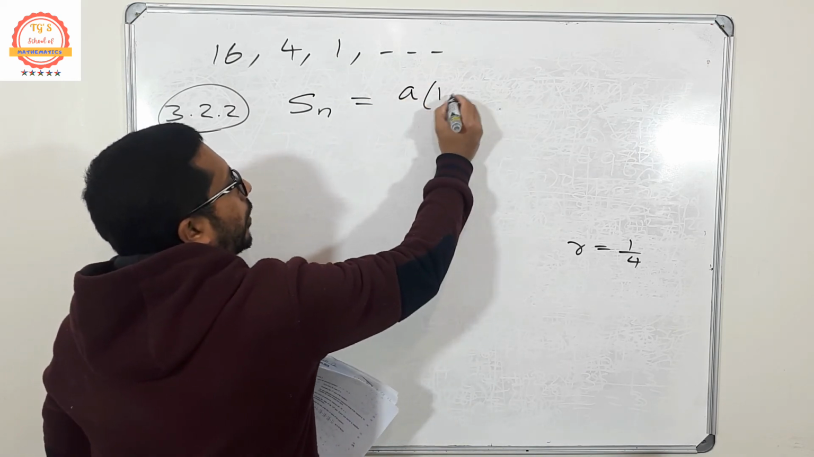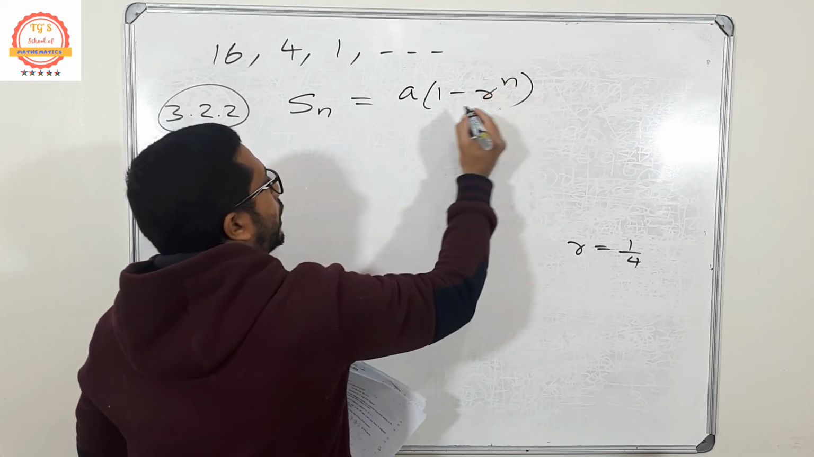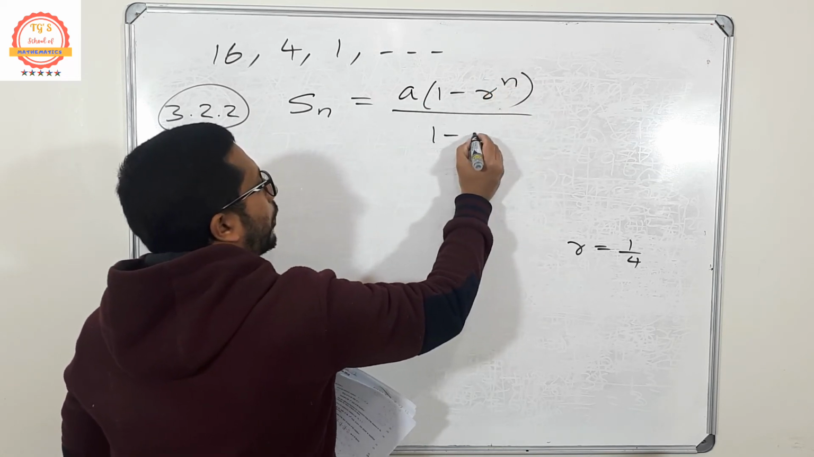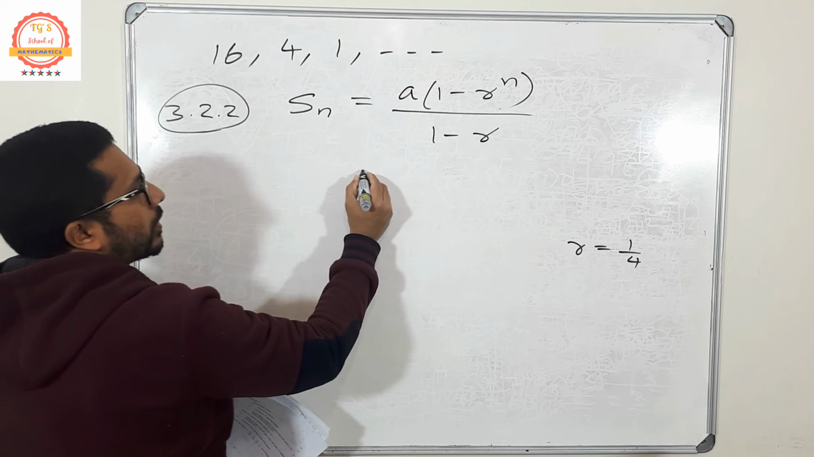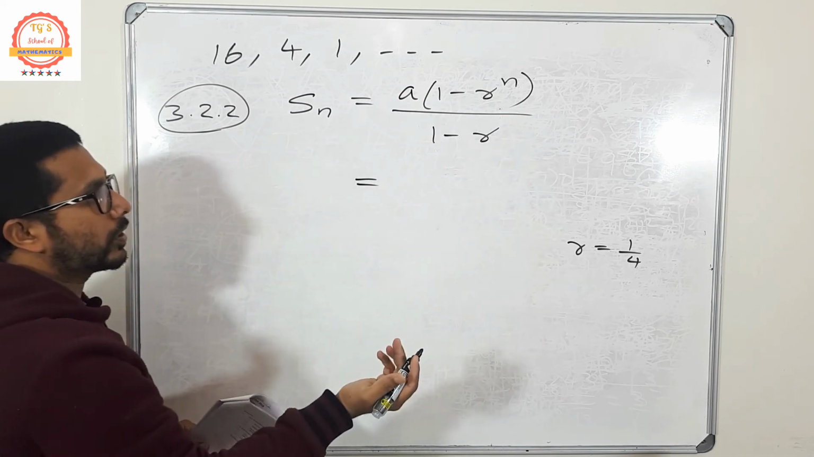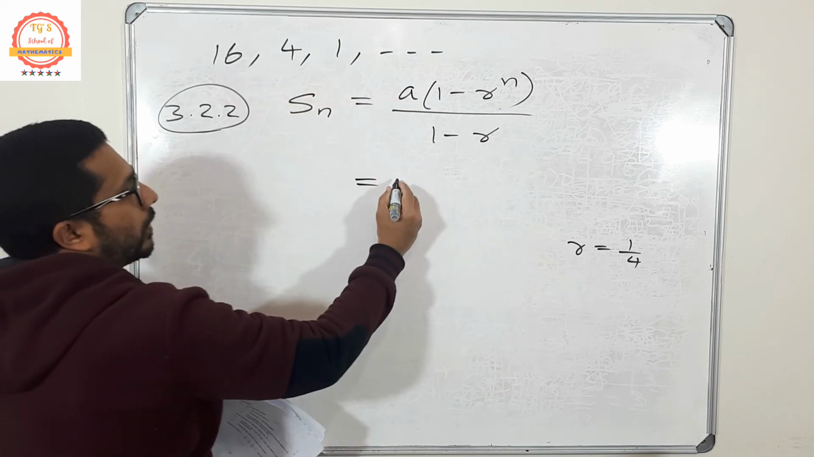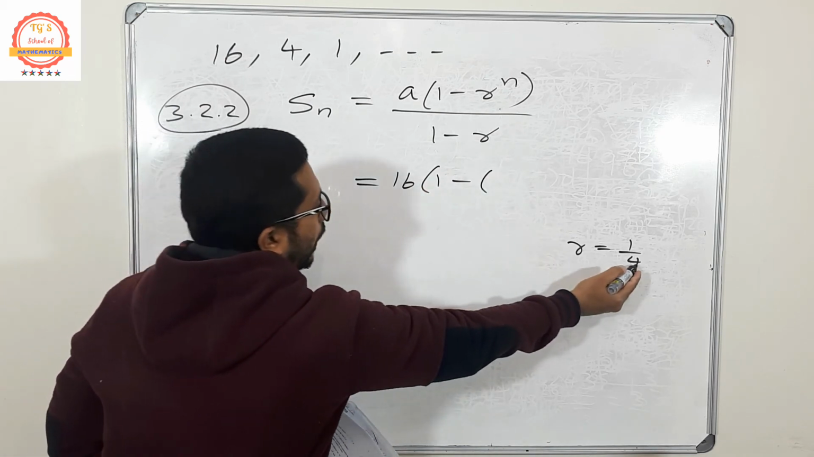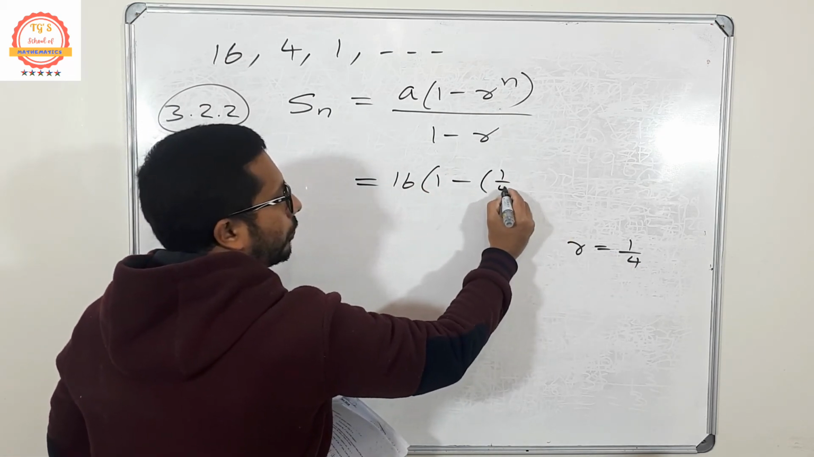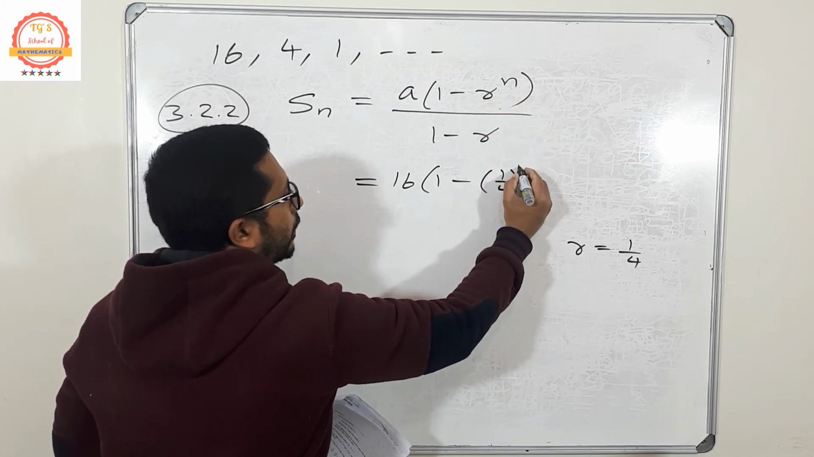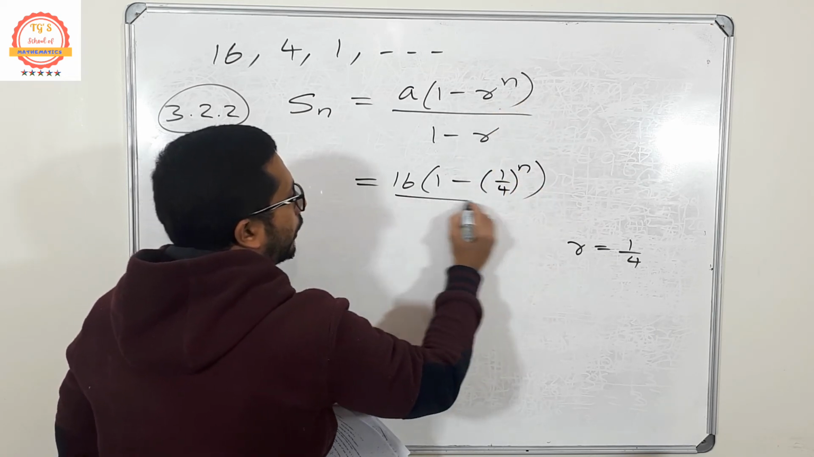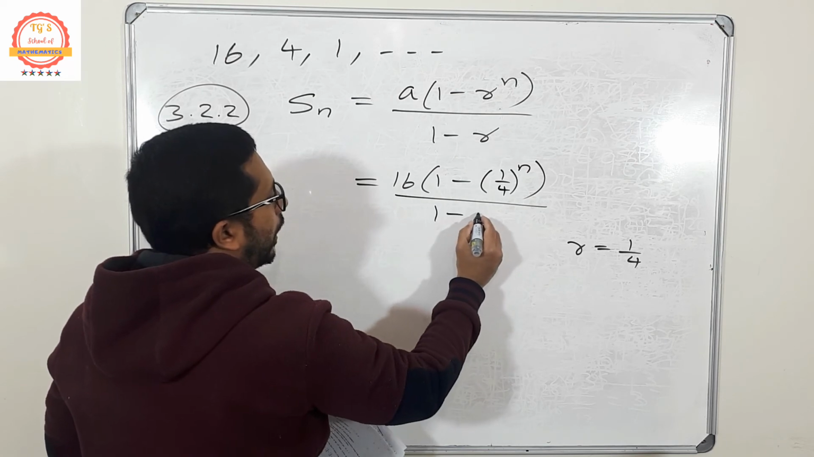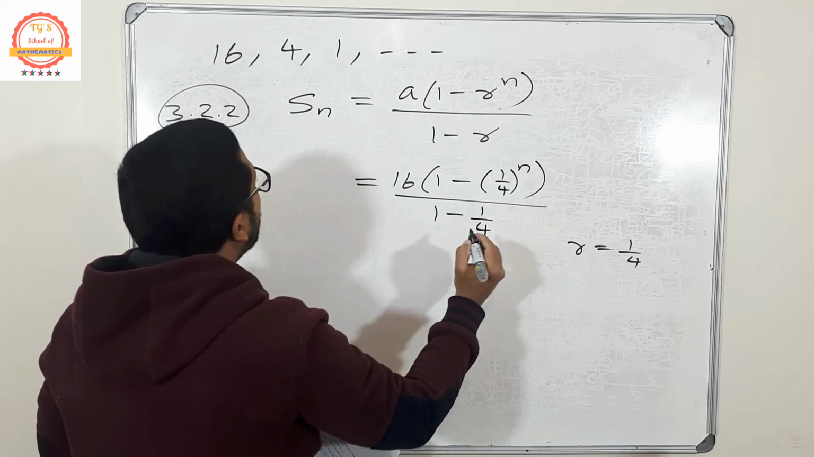A into 1 minus R raised to n divided by 1 minus R. So just to substitute the values, this is a very easy question. What is the value of A? 16 into 1 minus, what is R? 1 over 4 raised to n, divided by 1 minus R. R is 1 over 4.